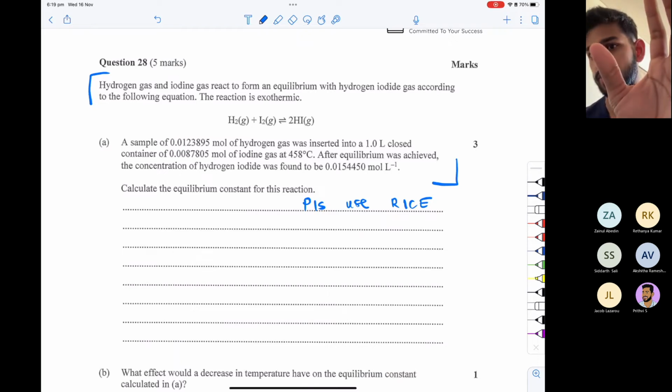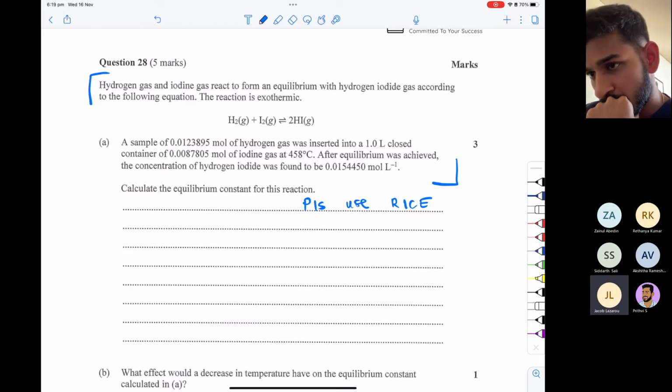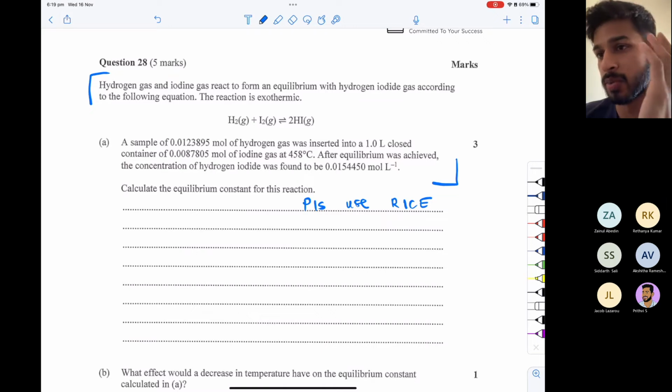So when you see an exam question, Jacob, when do you know to use a Rice table? I think you use it when you're not given the concentration at equilibrium. So if you're given the concentration of all the reactants and products at equilibrium, you just chuck it into the K expression. But if you don't have that, then you use the Rice table to figure out the concentration at equilibrium. Very good, right? I think that's a very logical, reasonable approach.